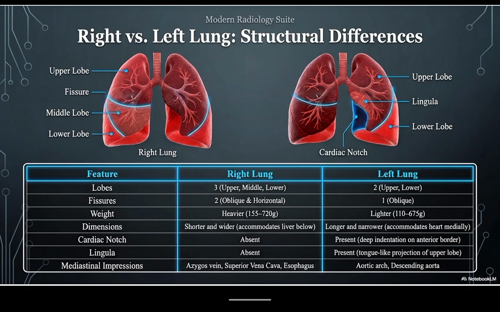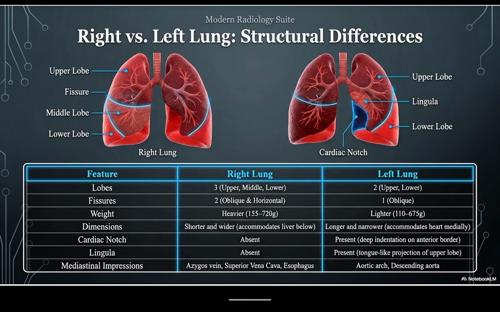And for the left, there is only one fissure, and this fissure divides the left lung into the superior lobe, or upper lobe, and the inferior lobe, or lower lobe. Just have it in mind that fissures divide the lungs into lobes.